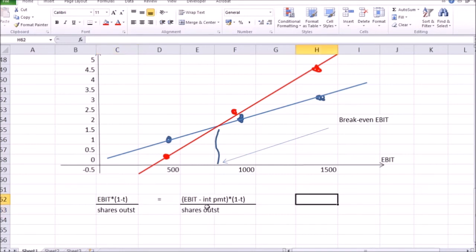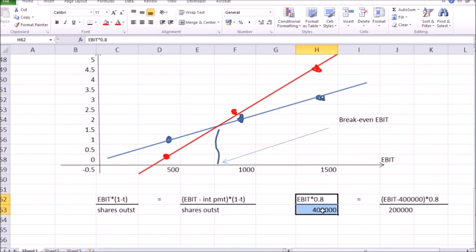Now let's throw in the numbers from our example. In this case, remember, EBIT is the variable that we want to find. The X that we want to find is the EBIT because that's what we are wondering about. At which level of EBIT do these earnings per share lines intersect? So let's throw in the numbers here, and we get an equation like this. EBIT times 1 minus the tax rate, in our example that's 0.8, divided by the number of shares outstanding.